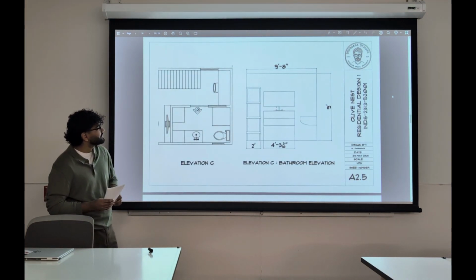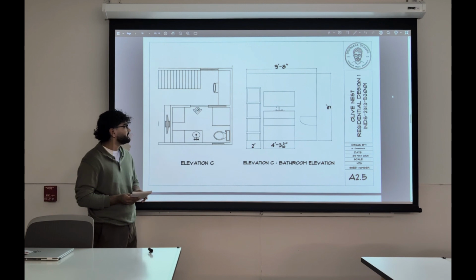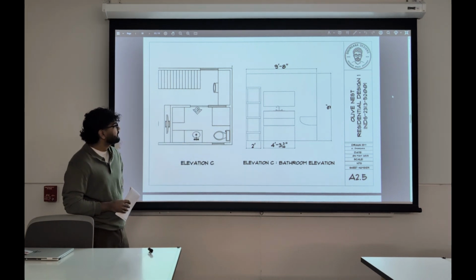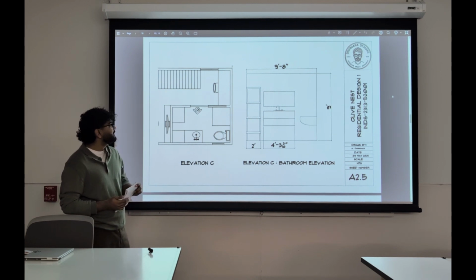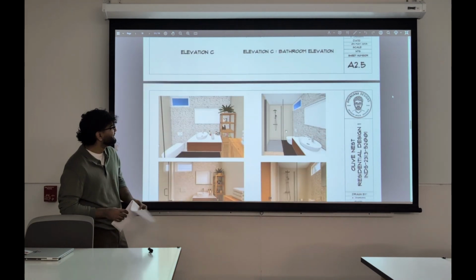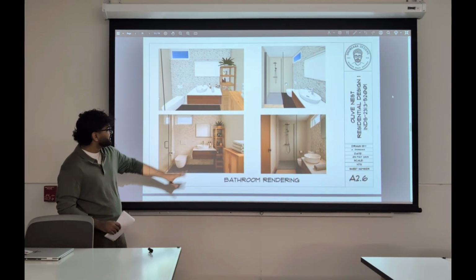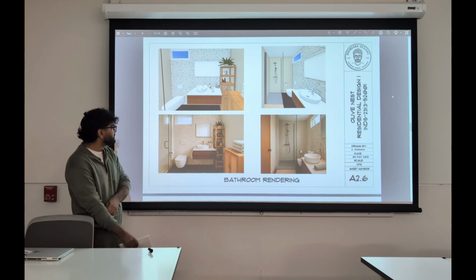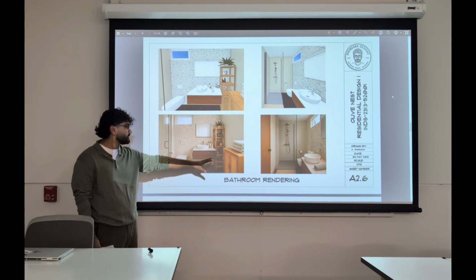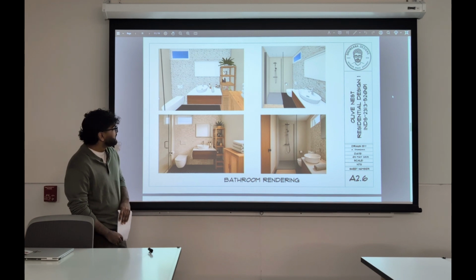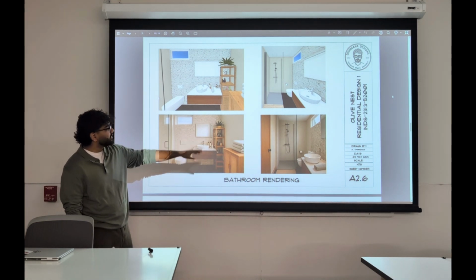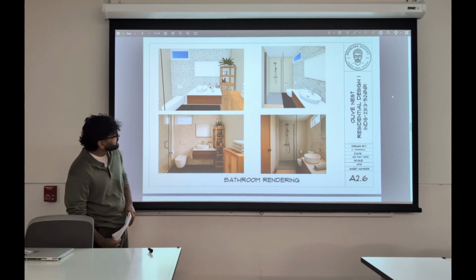This is the bathroom elevation. You can see a single vanity for the bathroom and shelving for storage. Let's look at the rendering. So this is the bathroom rendering. You can see the single vanity with wood tones and a lot of shelving. This is also a closet space for her. And there's the shower space and a window for lighting.